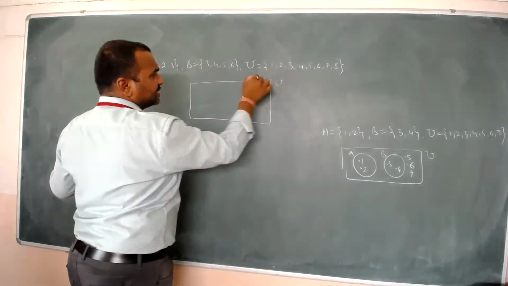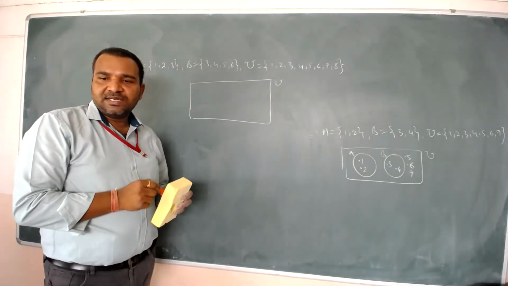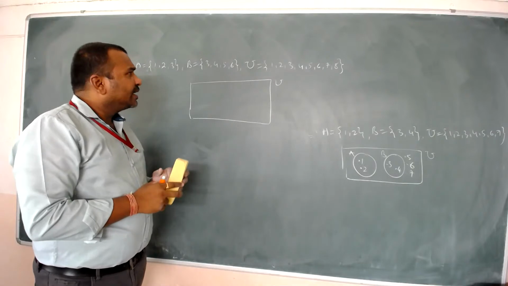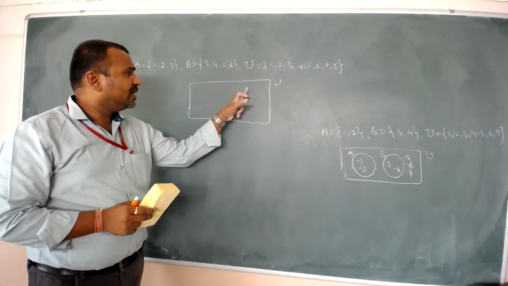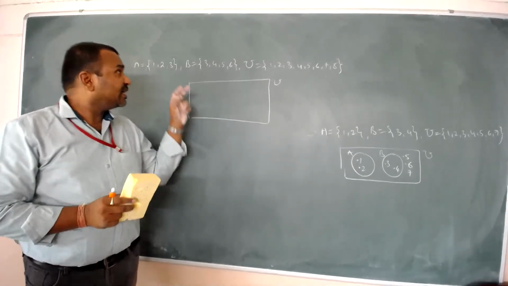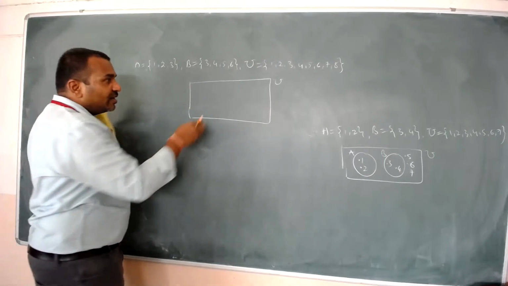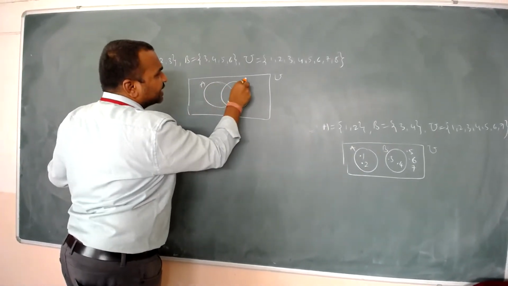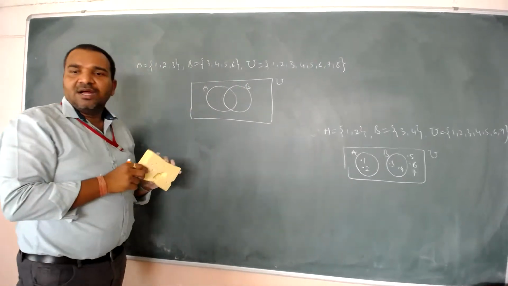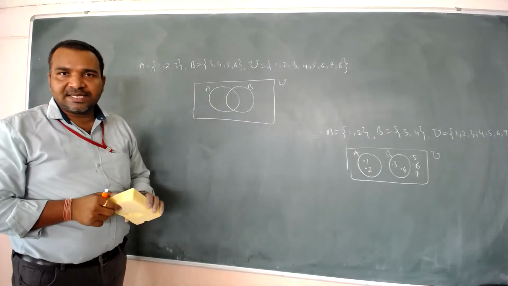Generally, the universal set is represented with a rectangle. Next, here A and B are subsets, and a subset should be inside the universal set. But here some common elements are there for A and B. That's why I will write it like this. This is set A, this is set B. Just think of them as intersecting circles.